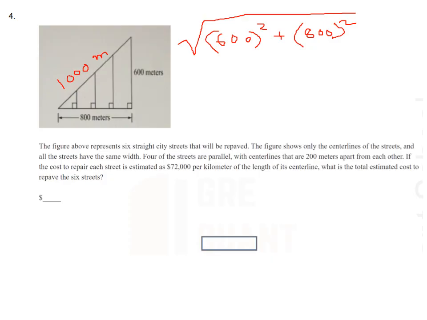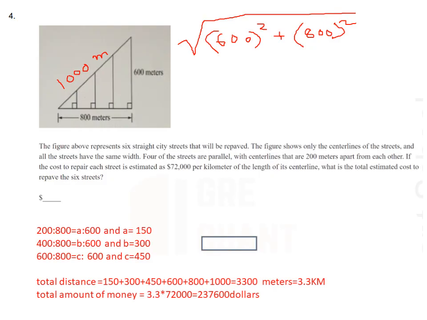To find it out, we will use the proportion. So first center line are 200 meters apart. So 200 is to 800, that's base, equal to A is to 600. We know about the base, but we don't know about the height proportion. So from that we get A equal to 150.